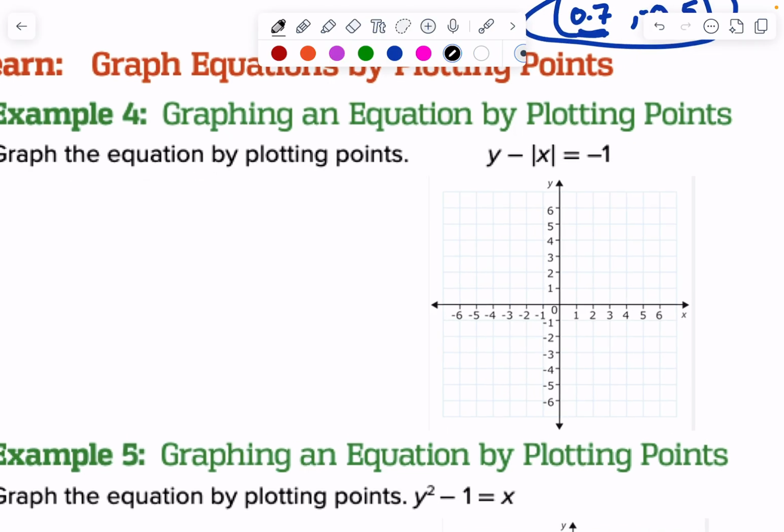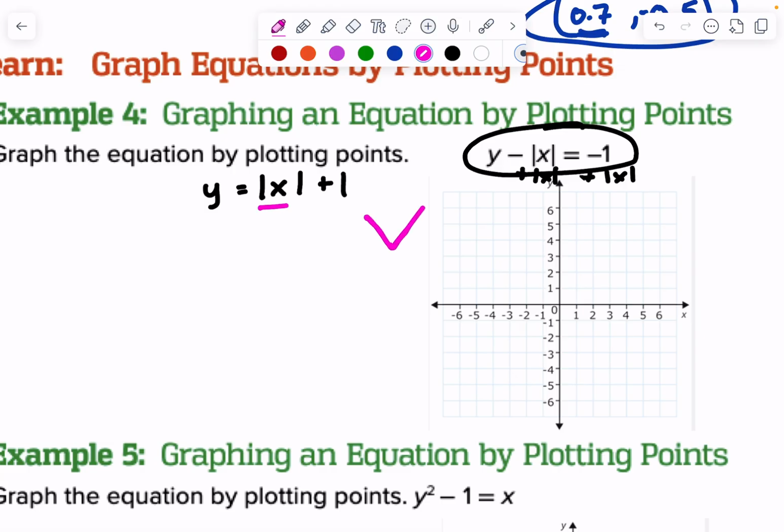Graph the equation by plotting points. I'm graphing this thing right here, and what I'm going to do is I'm going to throw this absolute value of x to the other side, okay? And he's going to be the absolute value of x plus 1. Now, probably some of you, if you remember from Algebra 2, know what the parent function of an absolute value function looks like, right? Absolute value is a v.